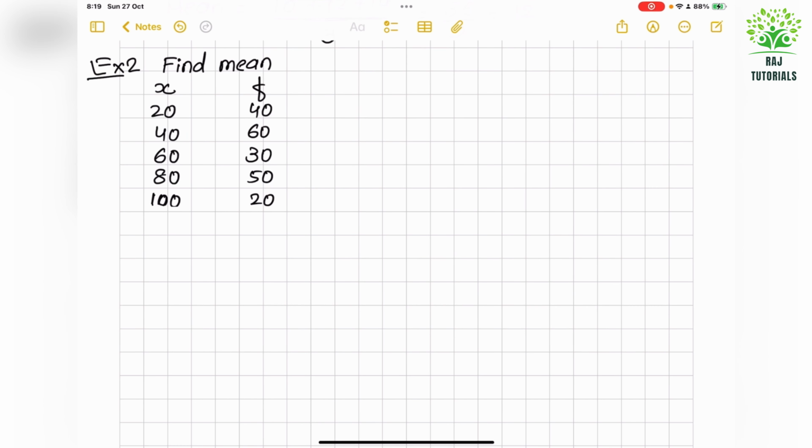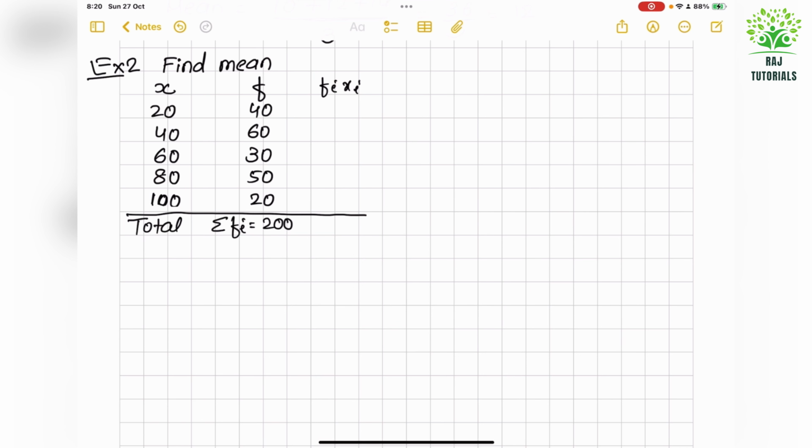Now let us learn mean using a simple sum. That type of sums are asked. Now x will be given and f will be given. So here at the bottom I will do the total. This f I have to total. That is called summation fi, which means the total of all f. So this is coming as 200, and then we have to multiply fi xi.